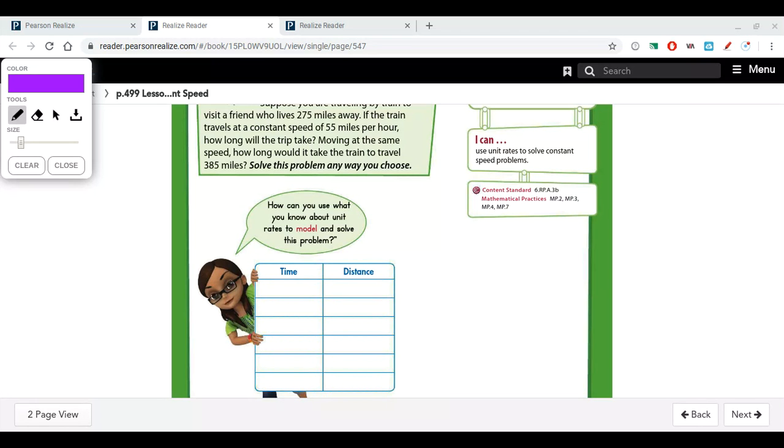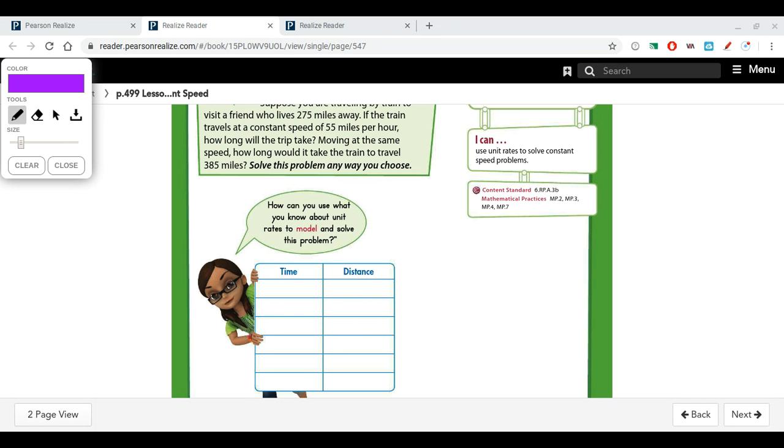So, in today's lesson, we are going to continue to look at how we can use unit rates to solve problems. So, we're going to be looking specifically at constant rate. So, your learning target for today is I can solve constant rate or constant speed problems by using unit rates.